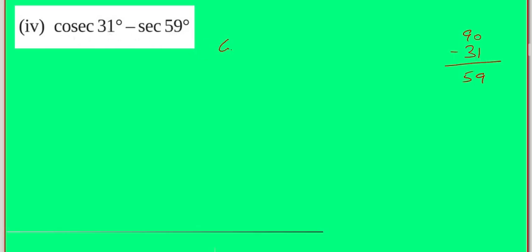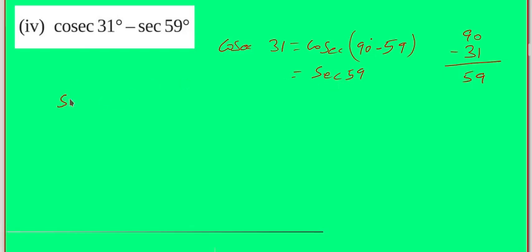That means cosecant 31 is nothing but cosecant of 90 minus 59, right? From 90, if we subtract 59, we get 31. So in place of 31, we write 90 minus 59. Cosecant of 90 minus theta is secant theta, so it becomes secant 59. So cosecant 31 equals secant 59, and in place of cosecant 31 we can write secant 59.